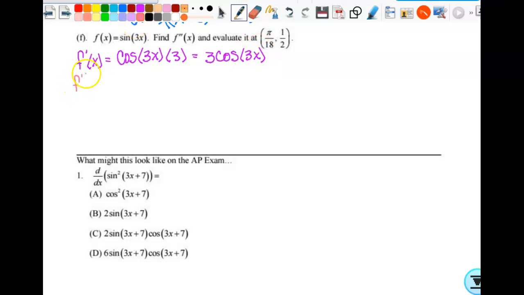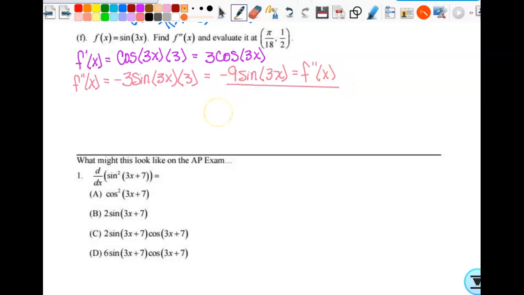So the second derivative of f is, okay, what's the derivative of cosine? Negative sine. So I get negative 3 sine of what? 3x. And then I take the derivative of the inside, which is 3. So I end up with negative 9 times the sine of 3x. Okay, so that is the second derivative. That was one thing we had to find. Any questions on where any of that came from?